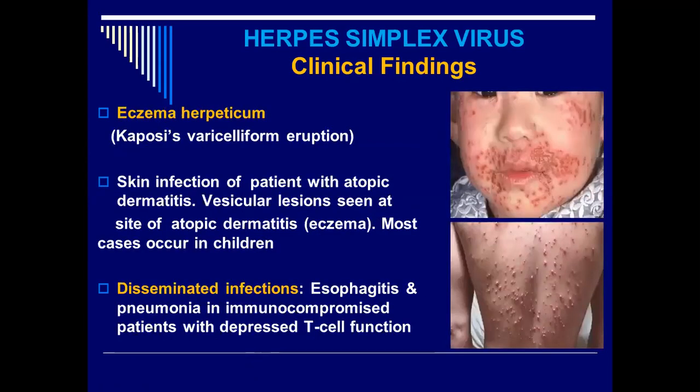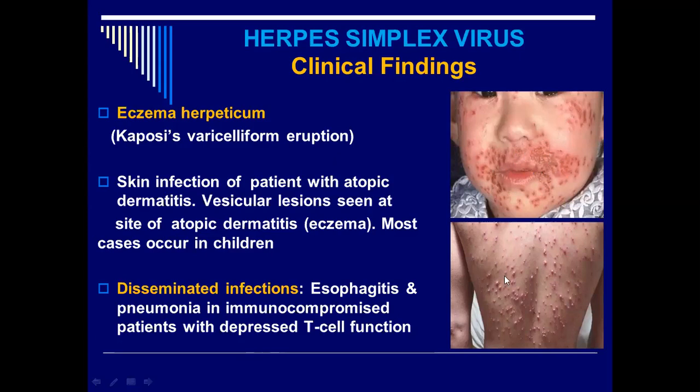Now, eczema herpeticum is another sign that we see with infection with HSV1. This is what we call the Kaposi varicelliform eruption. You can see the face of these children. It is a skin infection of atopic dermatitis, with vesicular lesions seen at the site of atopic eczema. Most cases occur in children.